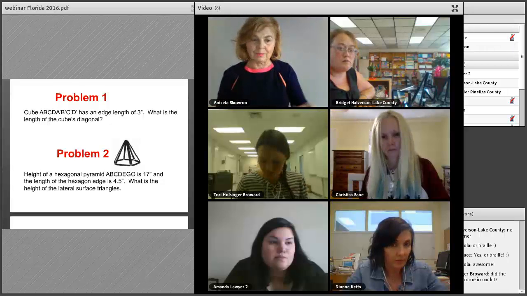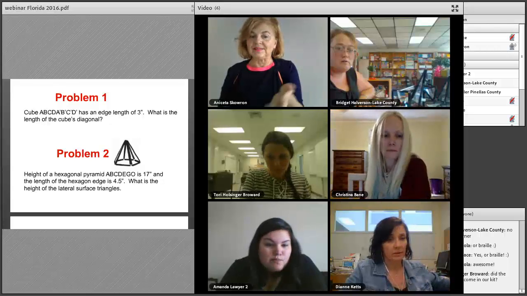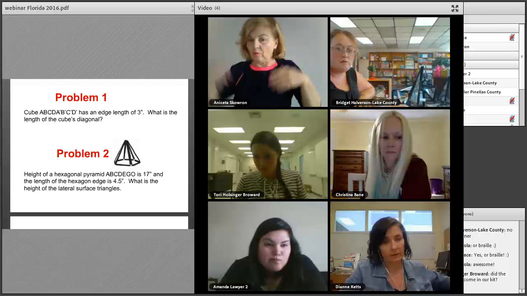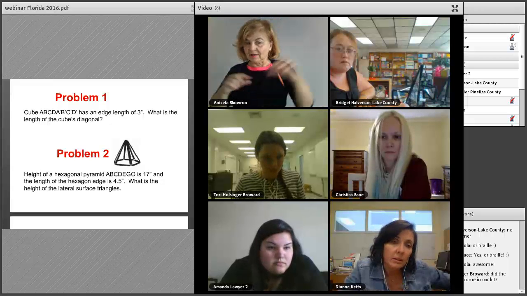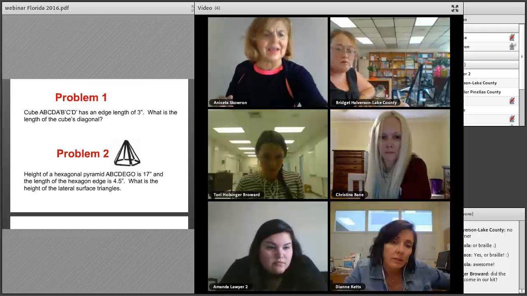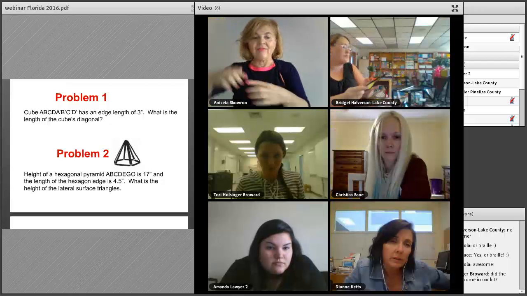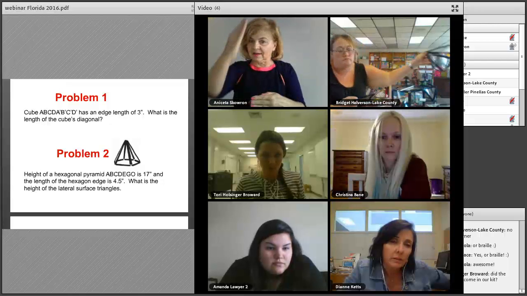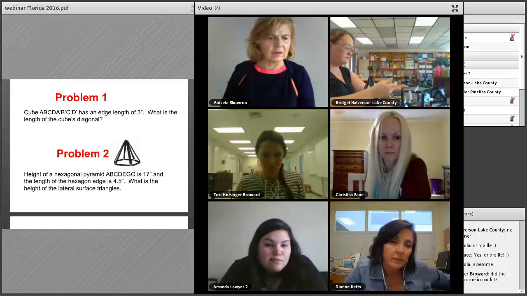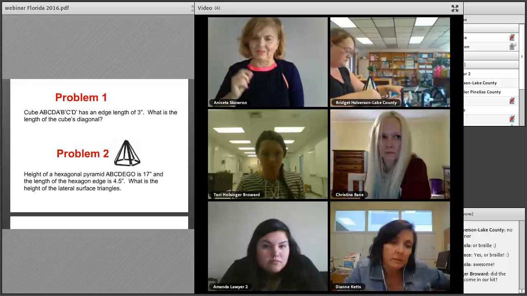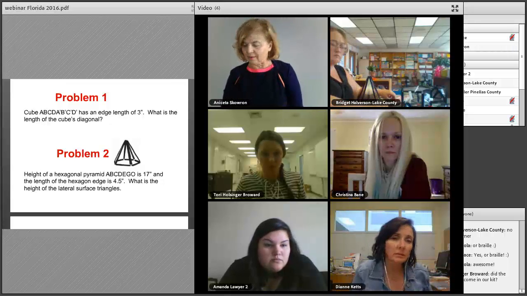Or you can use another problem. You could use a hexagonal pyramid, A, B, C, D, E, F, and O for the top. That has a length of 17 for the hexagon edge, with a height, so you are given the height. And then you are asked for the height of the triangle. The length of the hexagon you are given, and you ask for the height of the triangle.